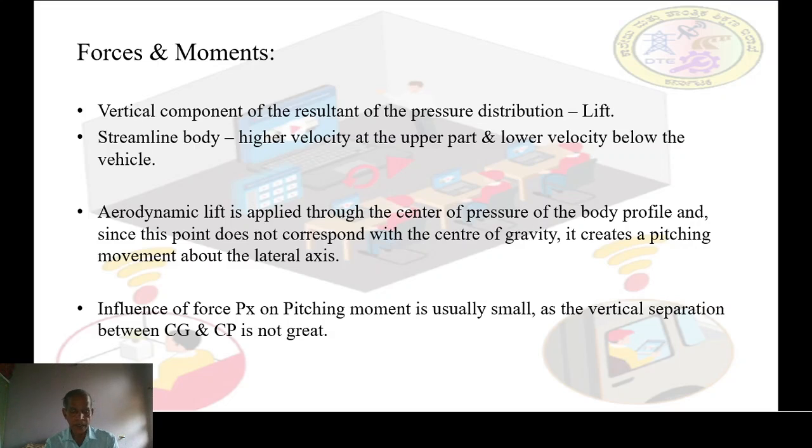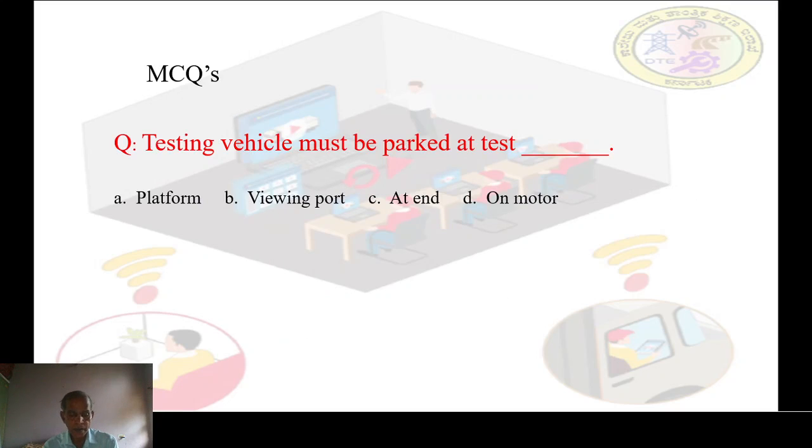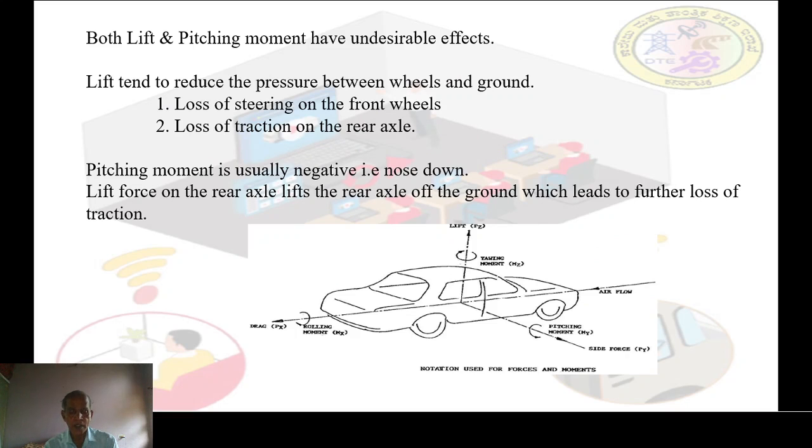In the clear figure given, the drag Px is there, rolling movement Mx is there, pitching movement My is there, airflow direction is also given, lift Pz is also shown vertically, and yawing movement Mz is also shown. And next, the notations used for forces and movements.